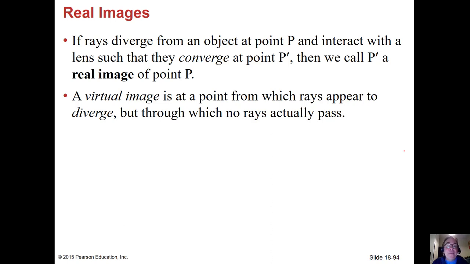If rays diverge from an object at point P, it says here, and interact with a lens such that they converge at P prime, we call it a real image. So when the light rays actually hit and form an image, it's called a real image, not where it appears to be coming from. And a virtual image is if that doesn't really happen, the rays don't intersect, but you could trace those rays back and get an image. Then it's called a virtual image. It's not really there, it's just where your brain thinks it's at.